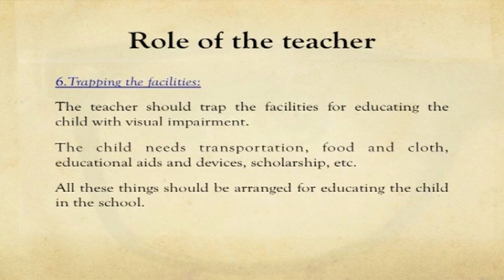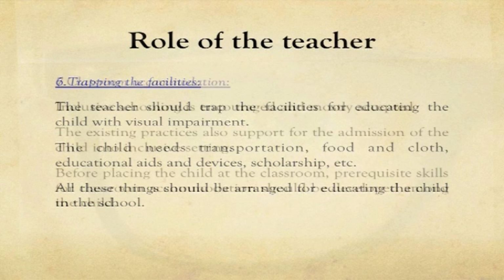Number 6, trapping the facilities. The teacher should trap the facilities for educating the child with visual impairment. The child needs transportation, food and clothes, educational aids and devices, and a scholarship. All these things should be arranged for educating the child in the school.